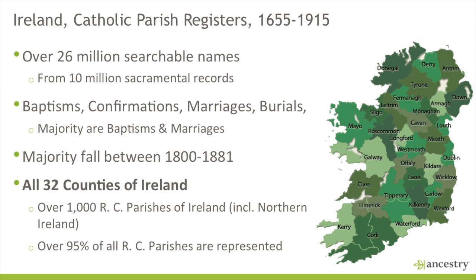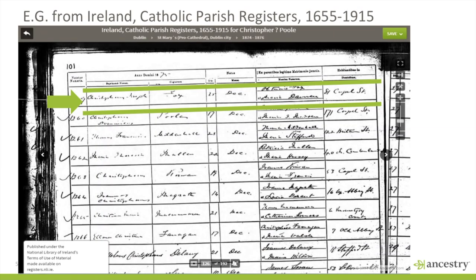In addition to the National Library collection, before I touch on that, I'll give you an example of what it looks like just from a brief image perspective. And as I mentioned, Joe will go into detail on this. This is actually a baptism of my great-granduncle, Christopher Poole, the 17th of December, 1875. But the reason for showing you this image is to just set your expectations in relation to the format.